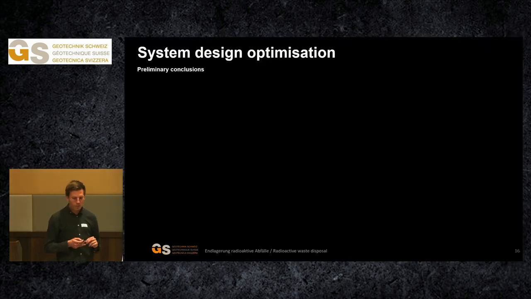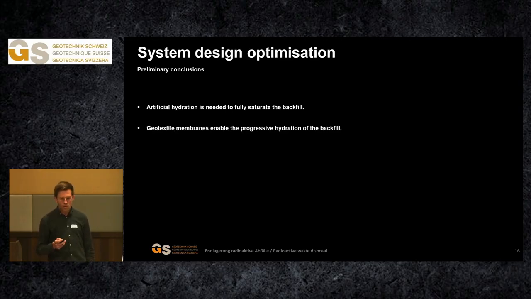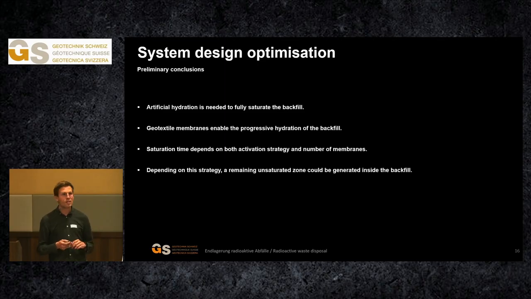So as preliminary conclusions regarding the optimization of the design of the system, we have demonstrated that the artificial hydration of the backfill through the use of geotextile membranes allows us to mimic the progressive resaturation of the system and also to reach a fully saturated state of the system. So this artificial resaturation is required. But the duration to achieve this fully saturated state of the backfill depends not only on the number of injectors, but also on the activation strategy, which can leave an unsaturated zone inside the backfill and which could be problematic.